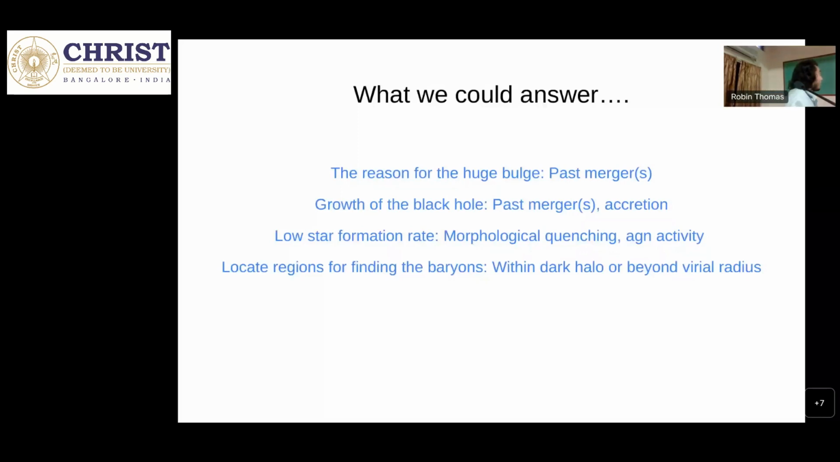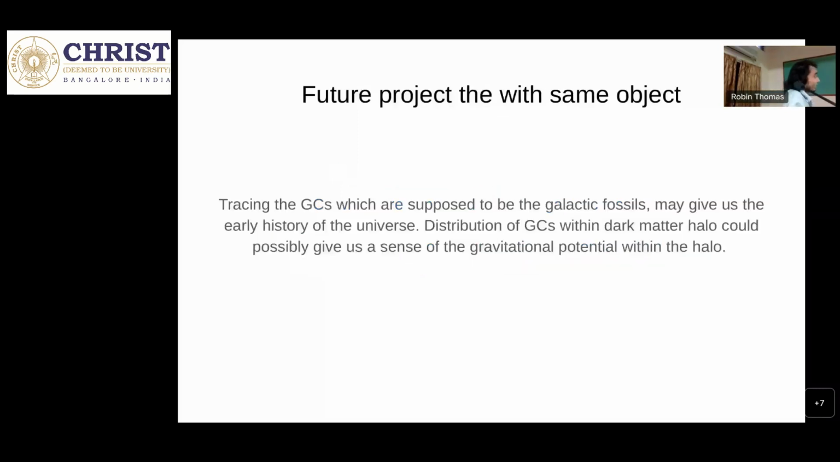With the same object, we are trying to do another work, studying globular clusters. I think Sija ma'am is there, and probably we will be able to see globular clusters. There is a problem, the same question as whether the chicken came first, the egg or the chicken. Whether globular cluster stars form first or the galaxy forms first, we don't know that.